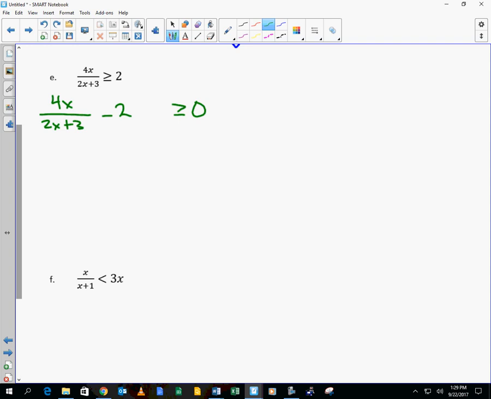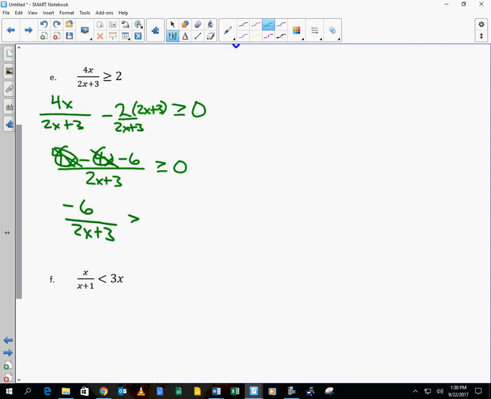Got to make it one fraction. What's the common denominator? The numerator is 4x minus what? Minus 4x, then what? Minus 6. All over 2x plus 3 greater than or equal to 0. 4x is gone. -6 over 2x plus 3 greater than or equal to 0.